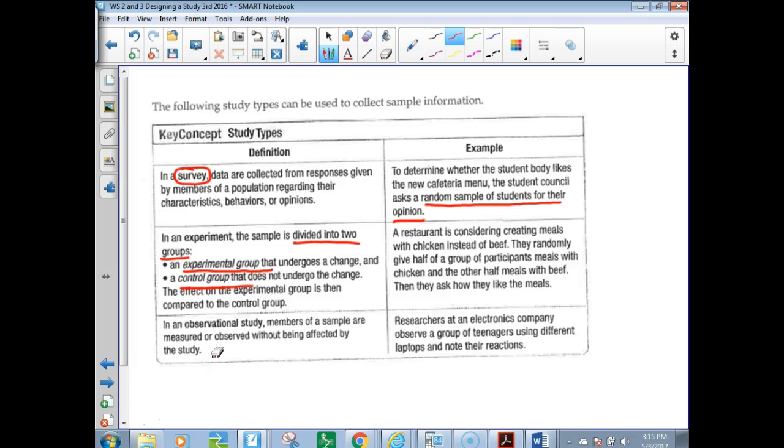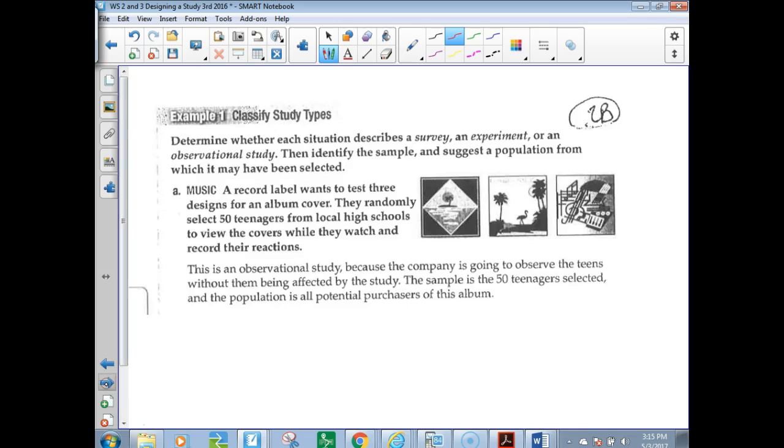Another type of study is the observational study. Members of a sample are measured or observed. You're having no effect on them; you just look, you just watch them. An example: research at an electronics company observes a group of teenagers using different laptops and notes their reactions.